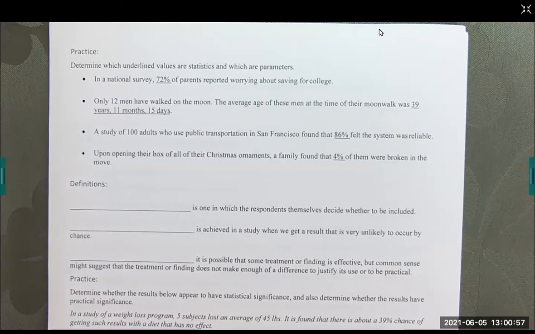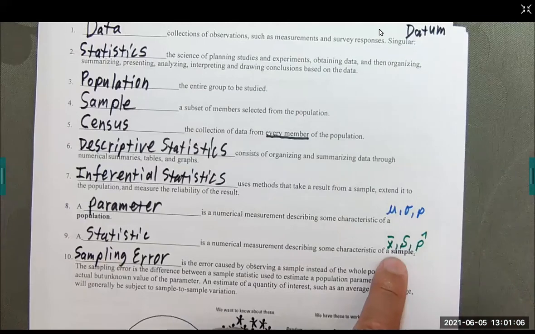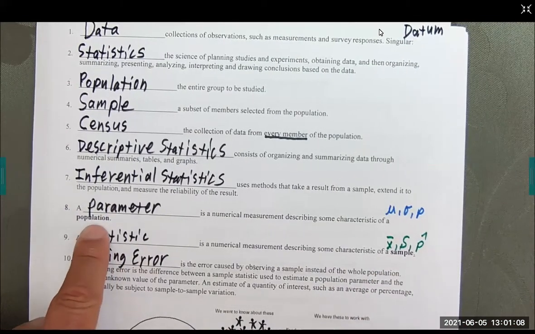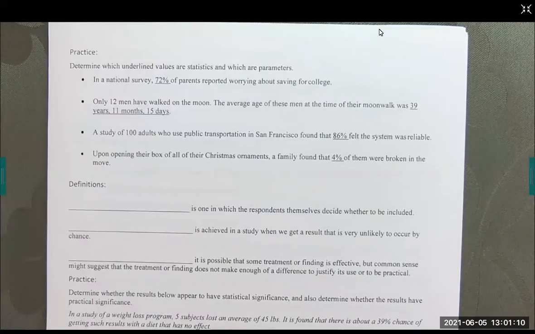So determine which underlying values are statistics and which are parameters. Now, if you remember from our definition, a statistic has to do with the sample. A parameter has to do with the entire population.